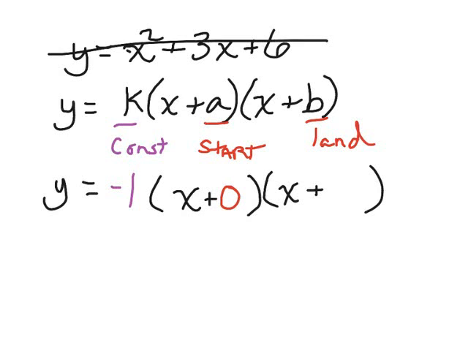Now, if we want to land at 20, we have to put a negative 20 here, because x would have to be a positive 20 to make that equal to 0 and be a real root of the function.